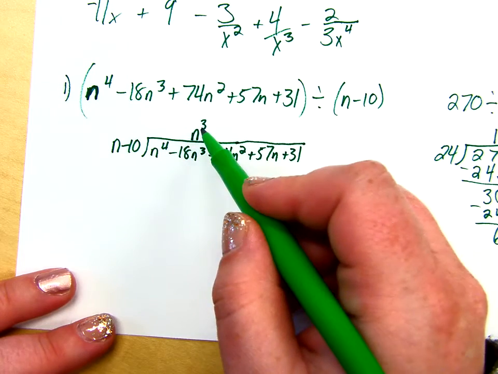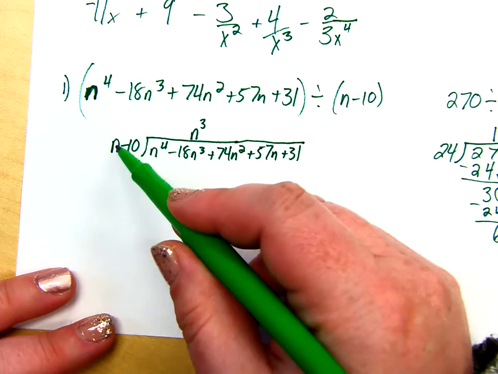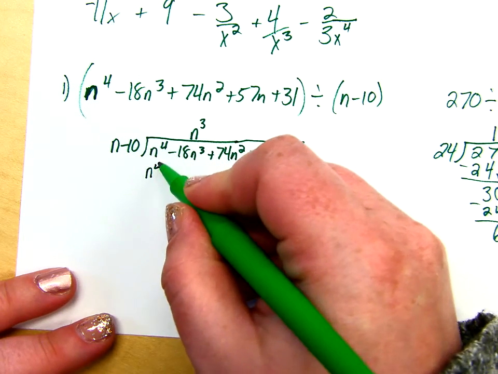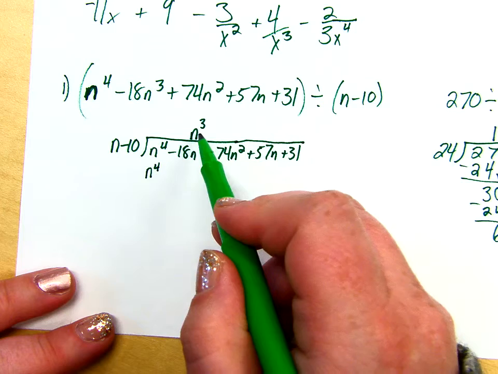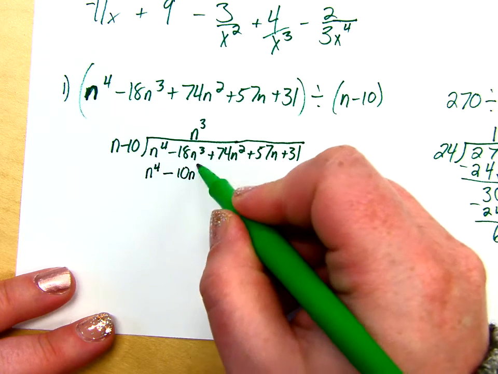Okay, so I have a number up top. I'm going to multiply it by what's out in front. So n to the third times n is n to the fourth, so I write it in the n to the fourth column. N to the third times negative 10 n to the third.